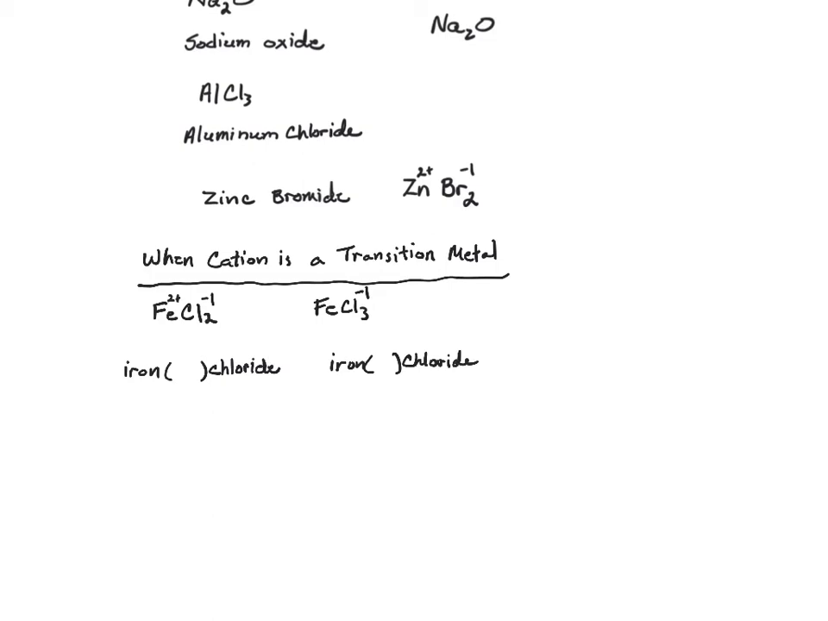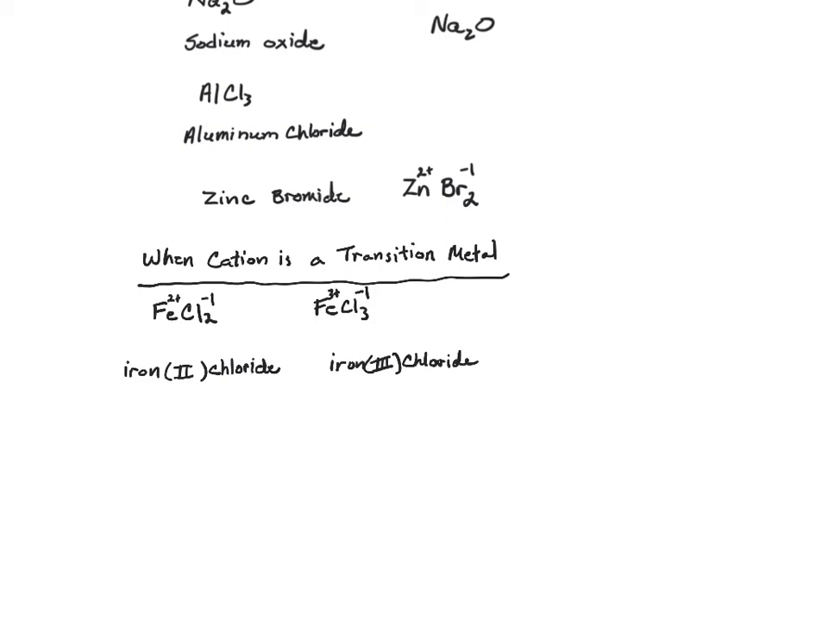Now, in the case of FeCl3, we have 3 chlorides, each providing a -1 charge. So the iron has to have a 3+ charge to balance them out. Okay, so what we do to differentiate between the 2 of these in the name is to write those charges in Roman numerals. So we have iron 2 chloride and iron 3 chloride.